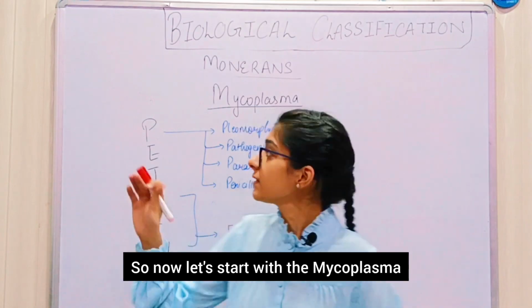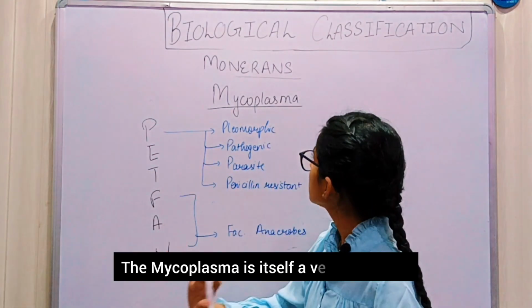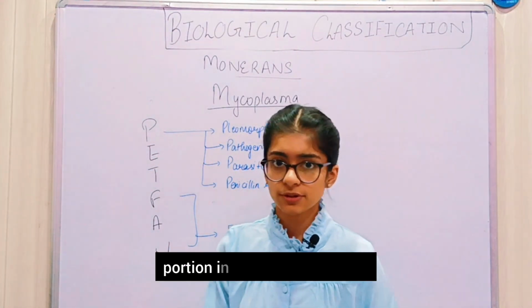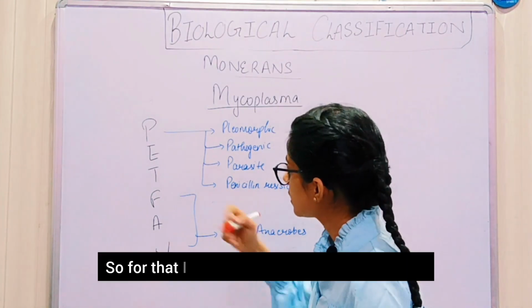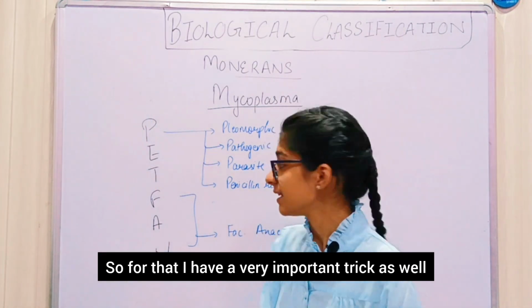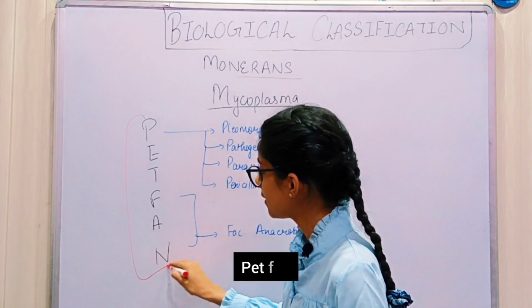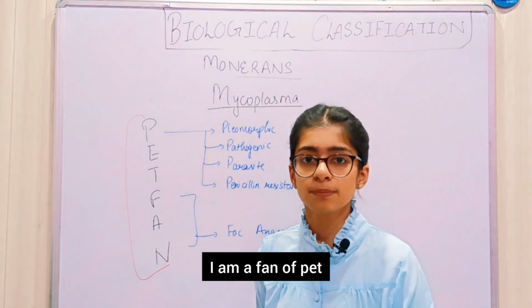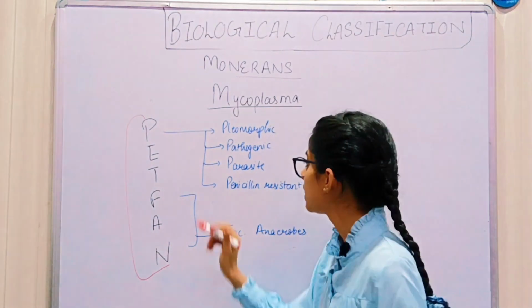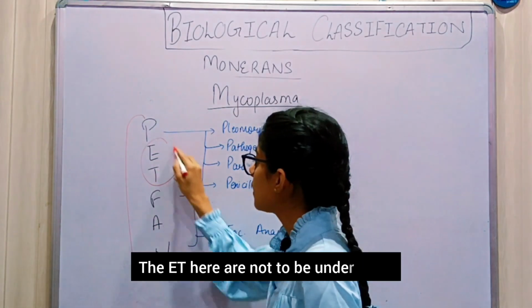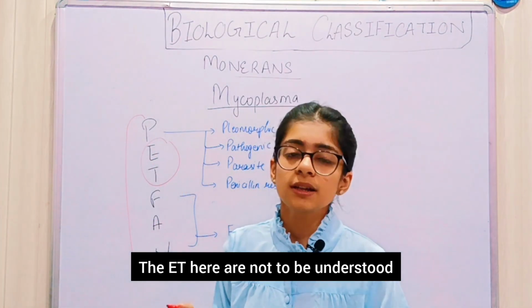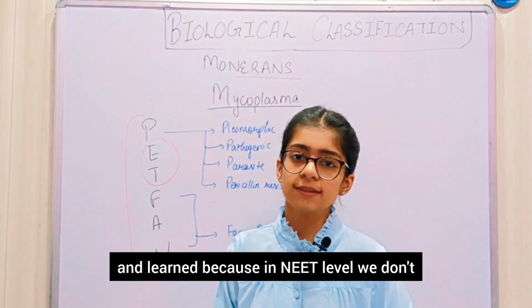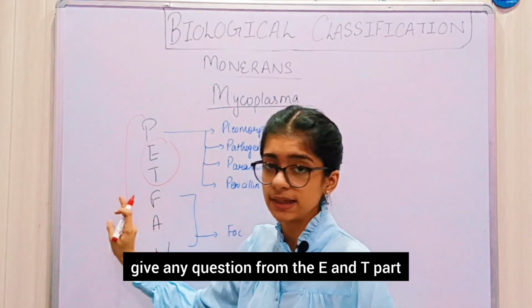So now let's start with the mycoplasma. The mycoplasma is itself a very important portion in the Kingdom Monera. So for that, I have a very important trick as well. The PET FAN. I am a fan of pet. Okay, just understand that. So PET FAN. The E and T here are not to be learned because at NEET level we don't give any question from the E and T part.